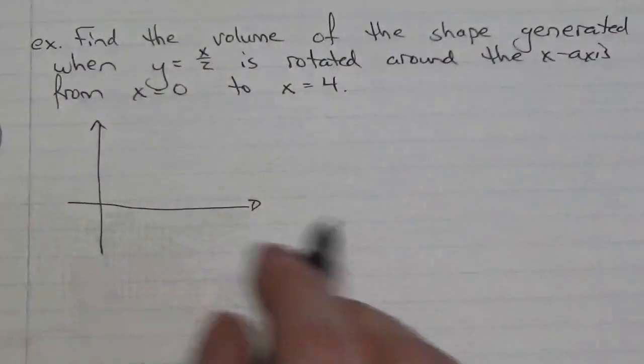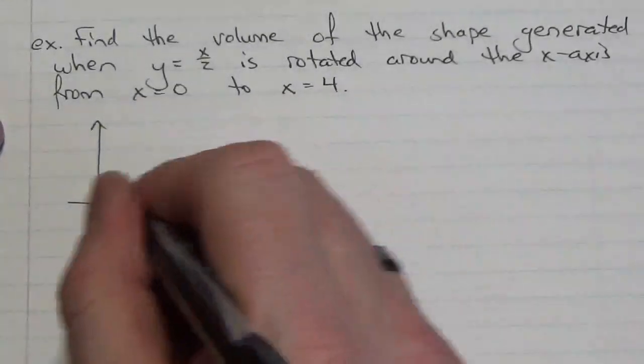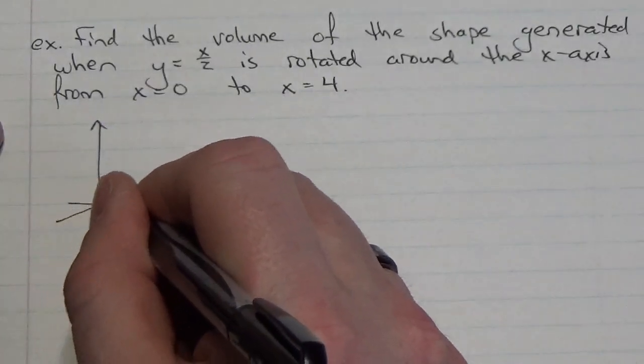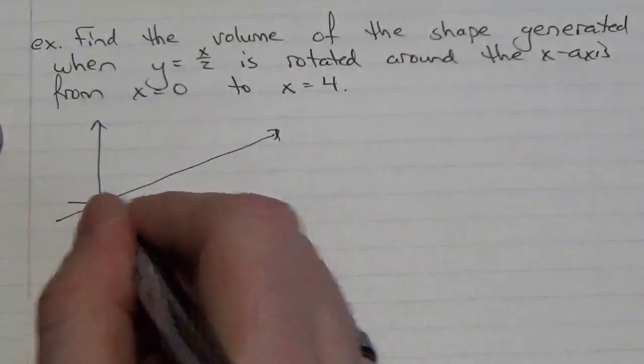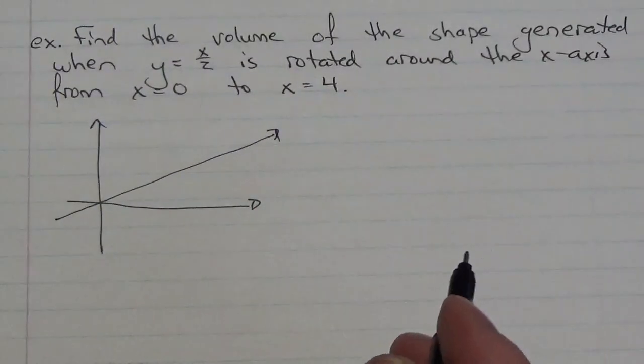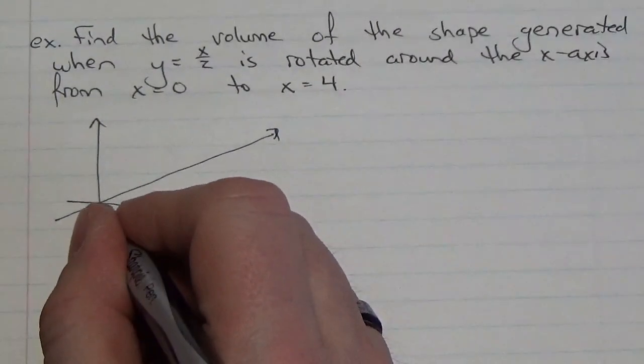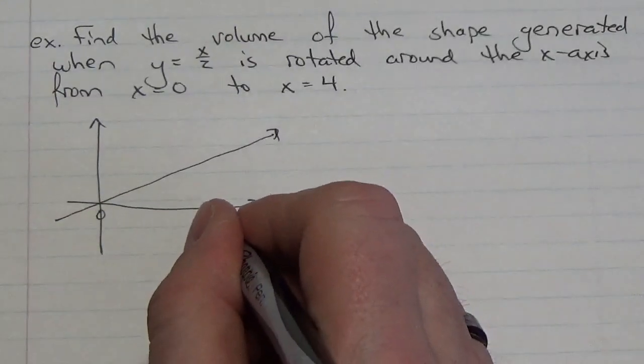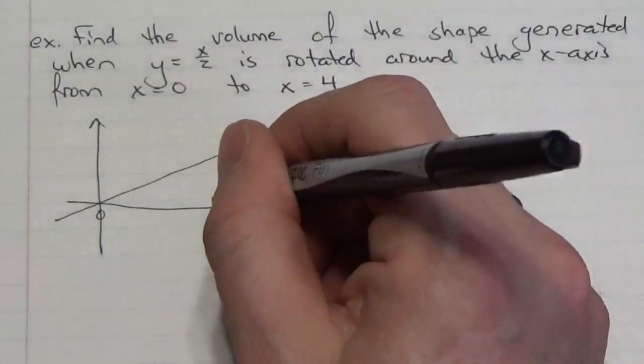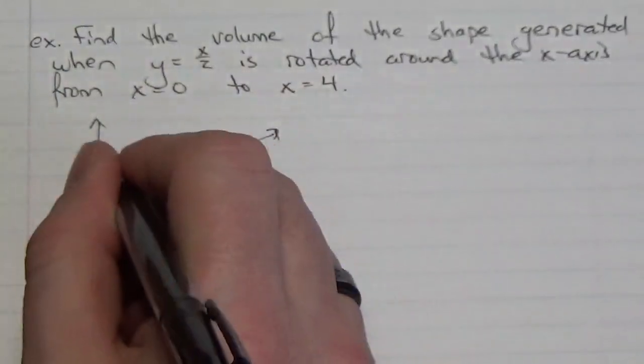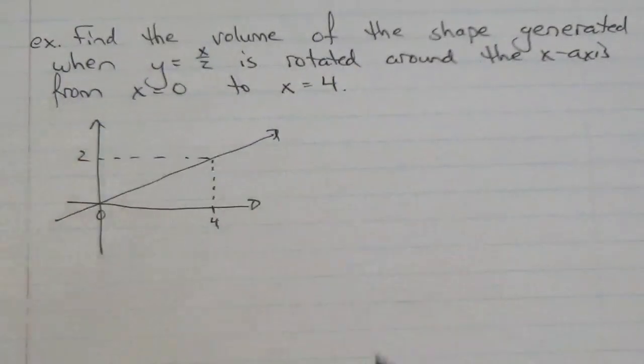Well, that's a terrible x-axis there, but you get the idea. X over 2 is going to look something like this. The point is, it goes through the origin. It's got a slope of 1/2. So we're going to start at x is equal to 0. Then we're going to go out here to 4. And that's going to only go up to 2.